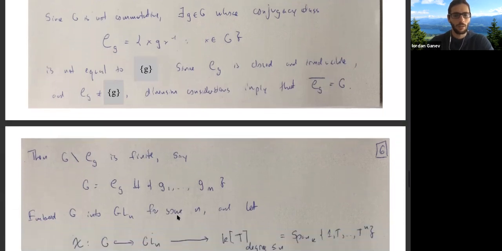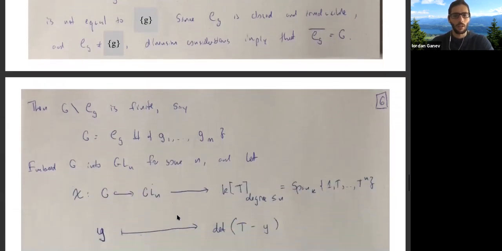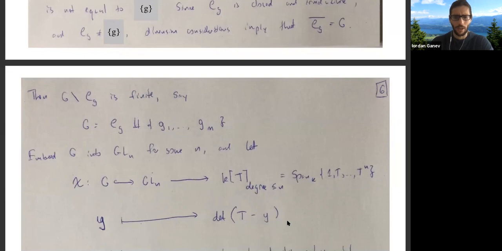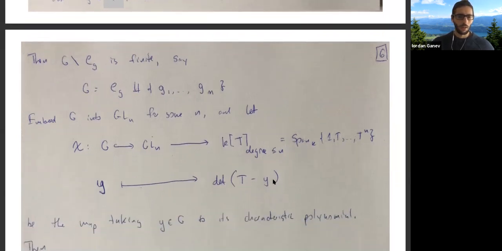And the next thing to do is to embed G inside of GL_n and to look at the characteristic polynomial map. So this is the map that takes y in G to the determinant of T times the identity n by n matrix minus y. And so this will be something of degree n. If you want to think of this as landing in a vector space, this lands in the vector space of all polynomials of degree less than or equal to n. In fact, we could have said degree equal to n, but it's okay.